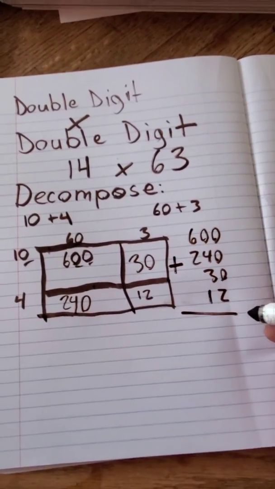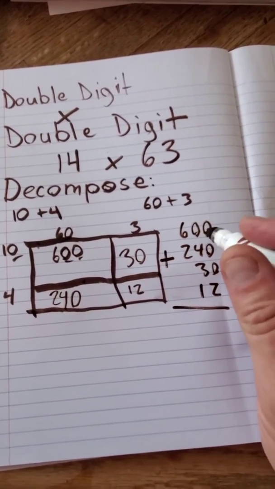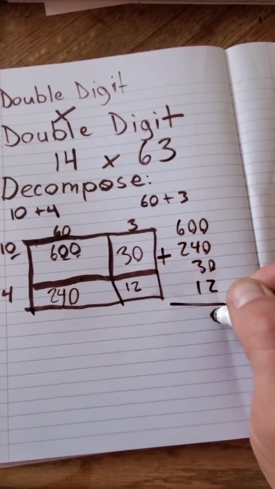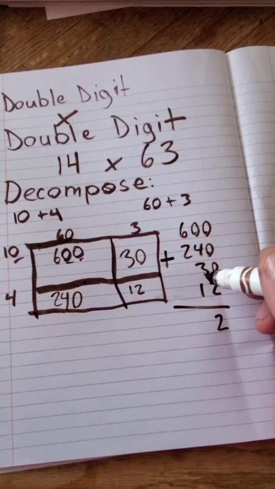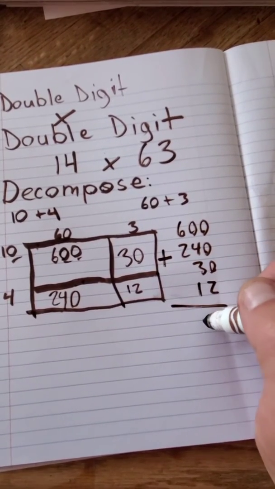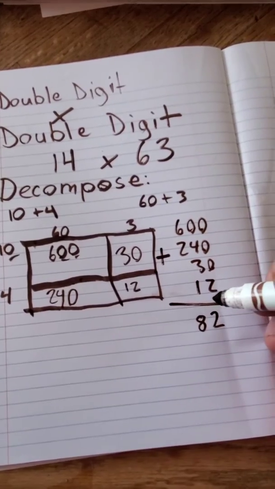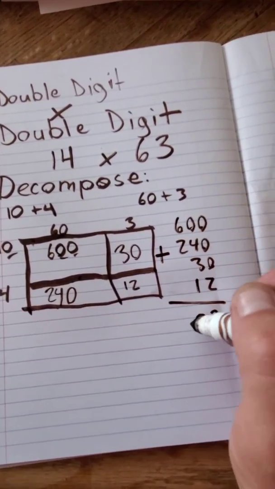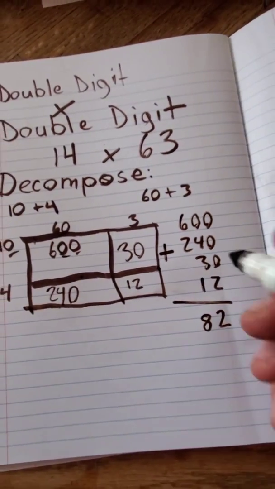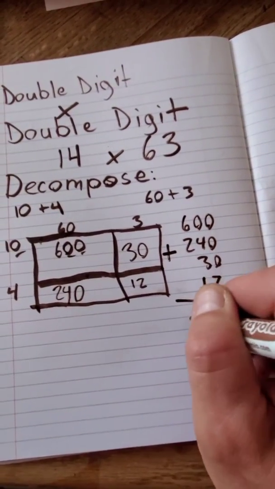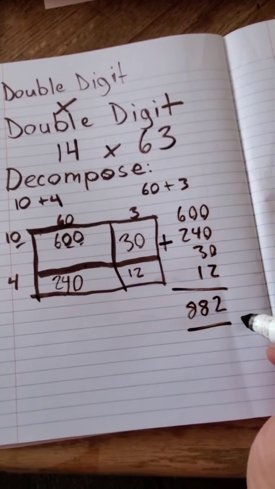And then from there we do what? Add them up. So 0, 0, 0, 2 is 2. 0 plus 4 is 4, plus 3 is 7, plus 1 is 8. And 6 plus 2 is 8. There's your answer.